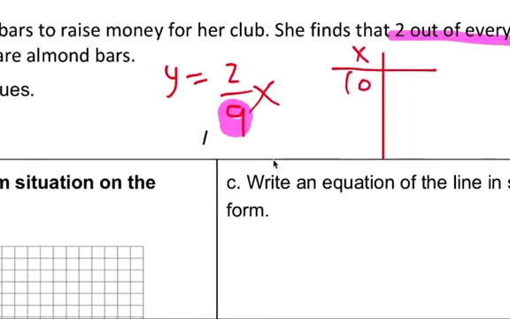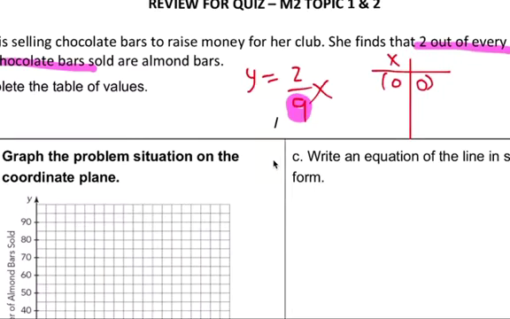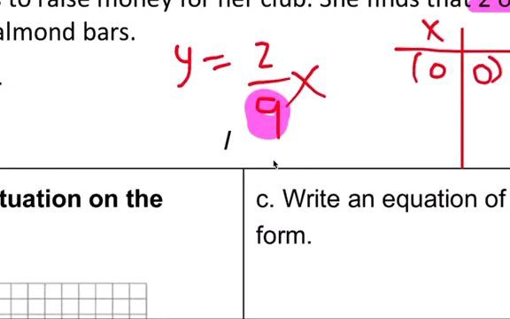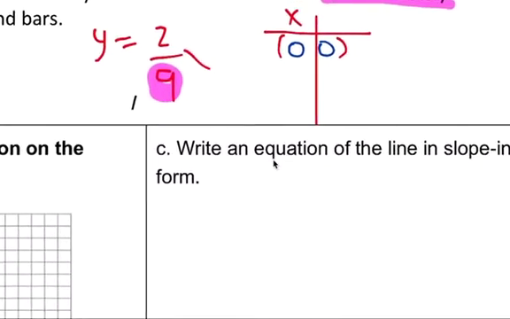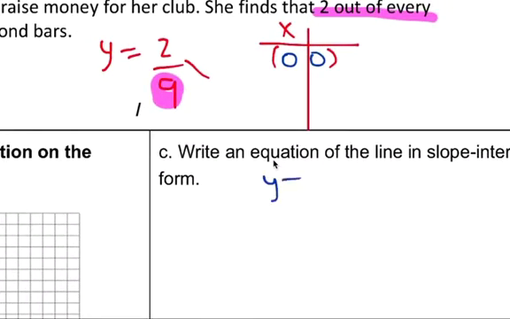Always choose 0, of course, because if x is 0, y is, you multiply it, you get 0. Okay. 2 over 9 x, right?